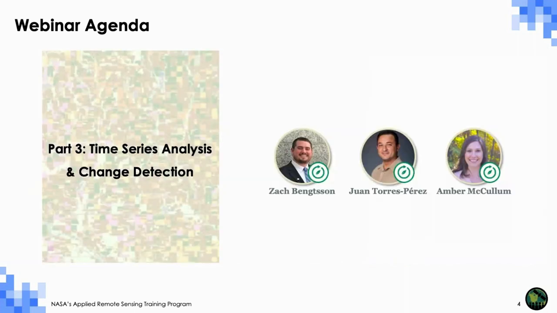So for today, we'll go over the basics of time series analysis and landscape change detection, and then complete an activity using tools in Google Earth Engine to examine changes in vegetation cover over a number of years.